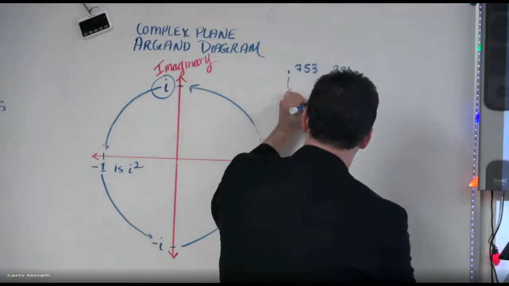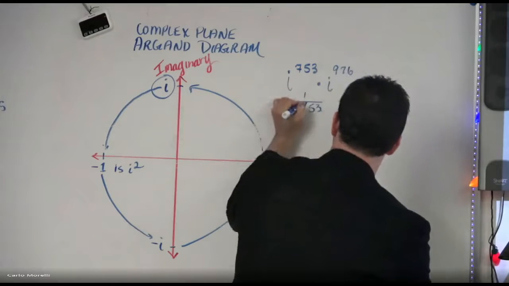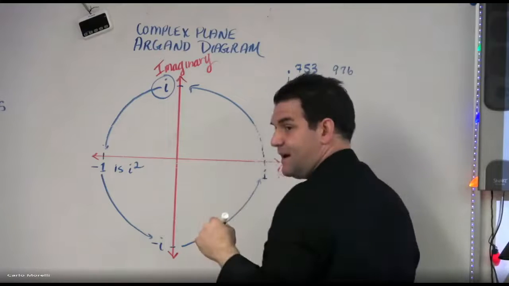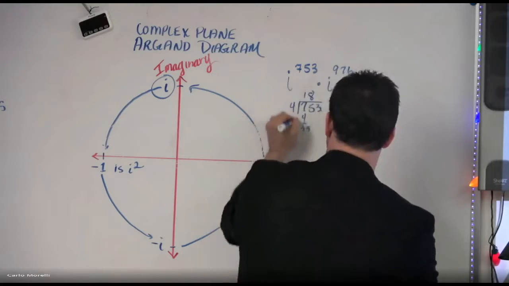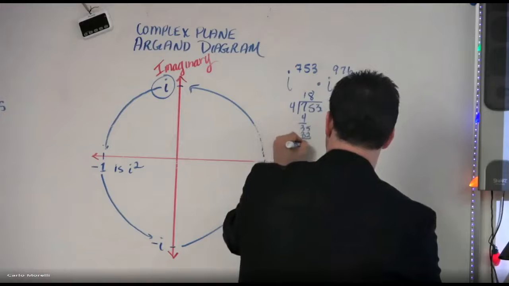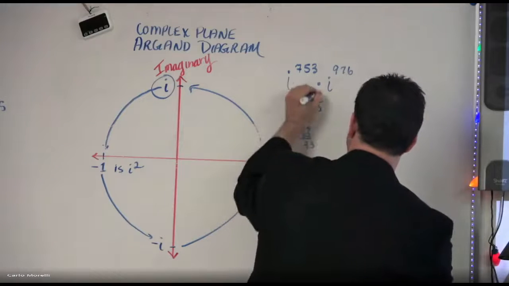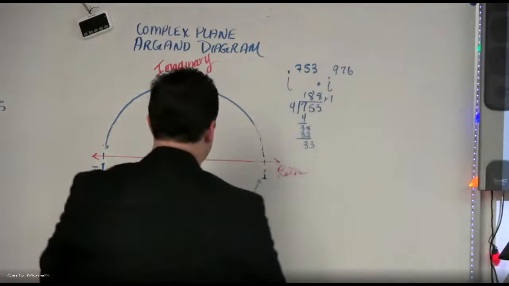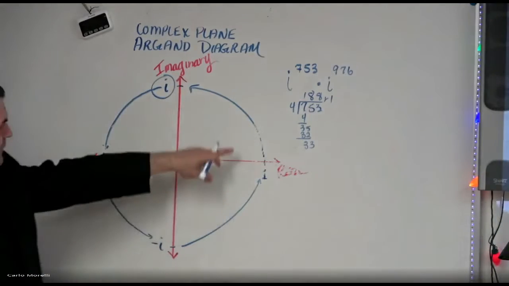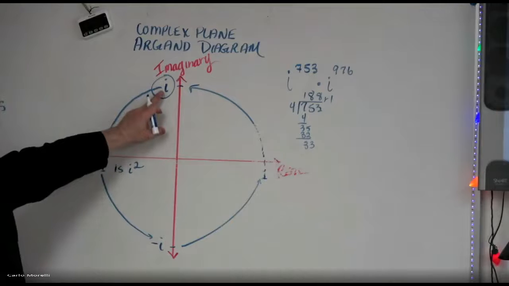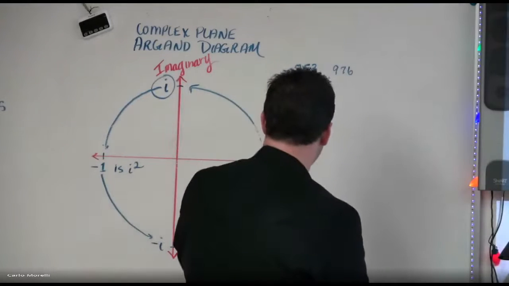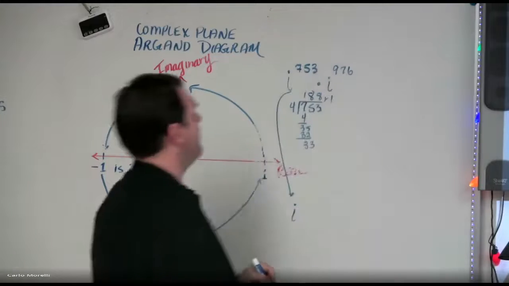Let's take 753 and divide by 4. 4 goes into 7 once. 4 goes into 35. How many times? 8. 4 goes into 33. 8. Remainder 1. Okay? So 188 total rotations and then one final rotation. i. So really, i to the 753rd power is just i.